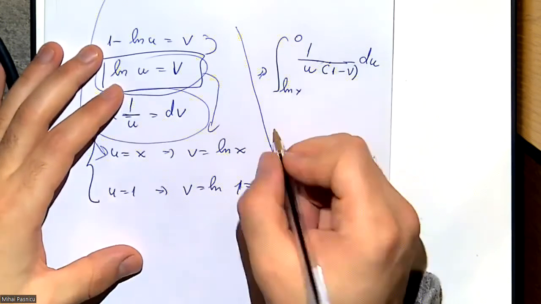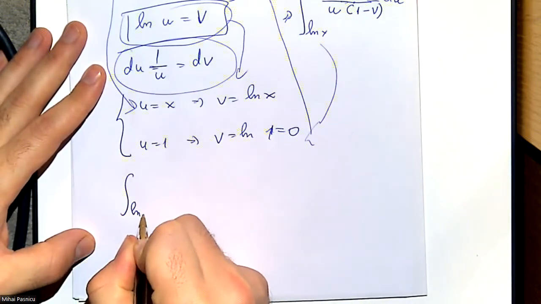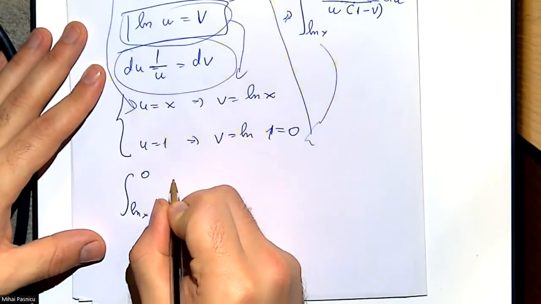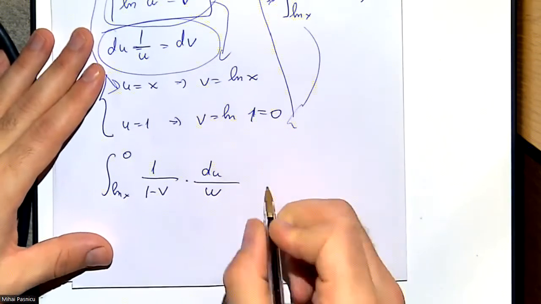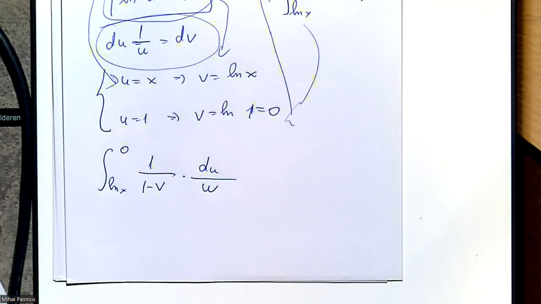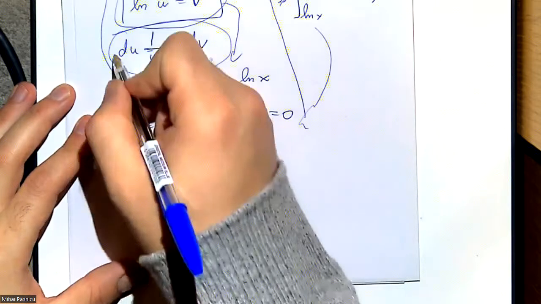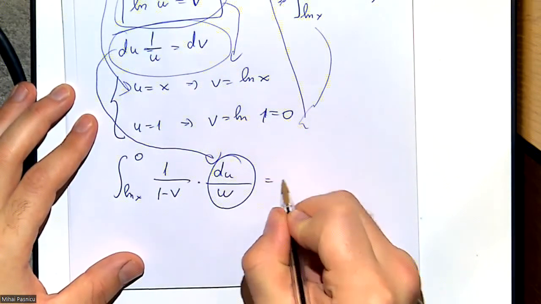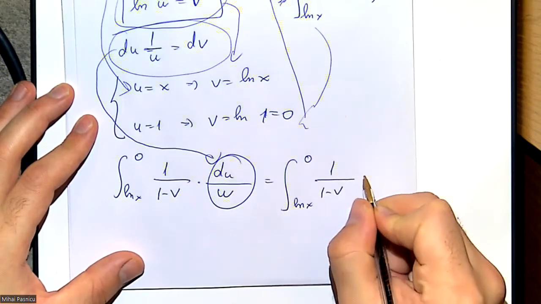So what can I do here? I can just write this as the integral from log of x to 0 of 1 minus v times du over u. Why did I write it like that? Because when you see this du, after you have a little bit of experience, you just see that it's going to cancel out really nicely with this thing. This is just the integral from log of x to 0 of 1 minus v dv.